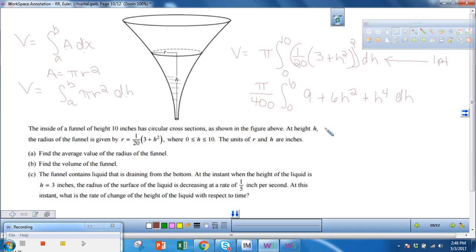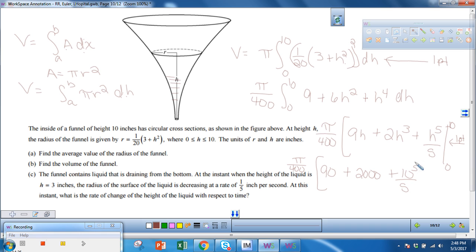I haven't taken the integral yet, so this is pi over 400, 9h plus 2h cubed plus h to the 5th over 5, evaluated from 0 to 10. So you got 1 point for this. Now you got 1 point for the evaluation. And once again, I think they were crazy to ask you to do this by hand, but nobody asked me. So this would be 90 plus 2,000 plus 10 to the 5th over 5.